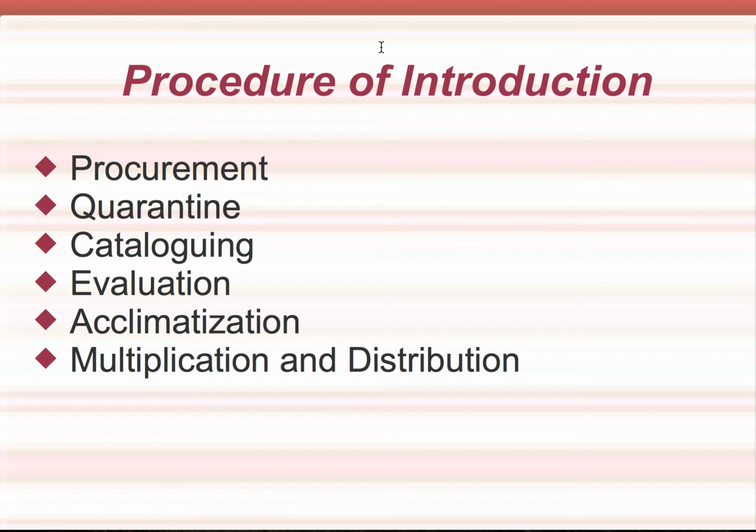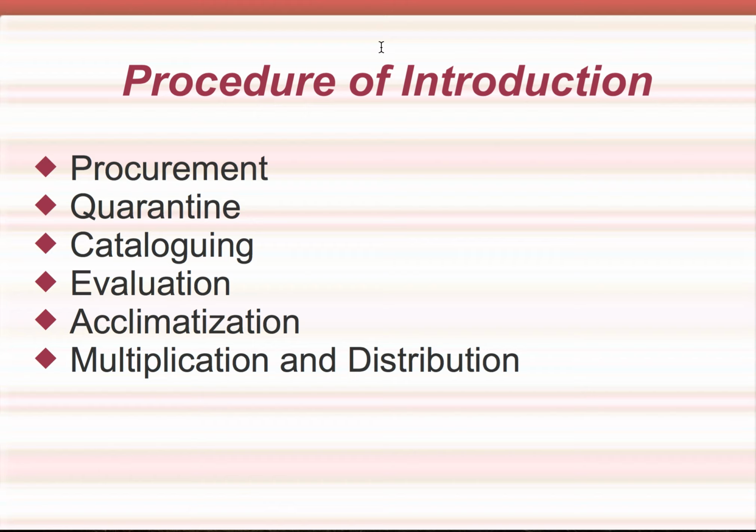Exotic collections are given the prefix EC, capital E, capital C. Indigenous collections are designated as IC, capital I, capital C. And indigenous wild collections are marked as IW, capital I, capital W. And the next step in the introduction procedure is evaluation. In order to assess the potential of new introductions, their performance is evaluated at different substations of the Bureau. And the next one is acclimatization.